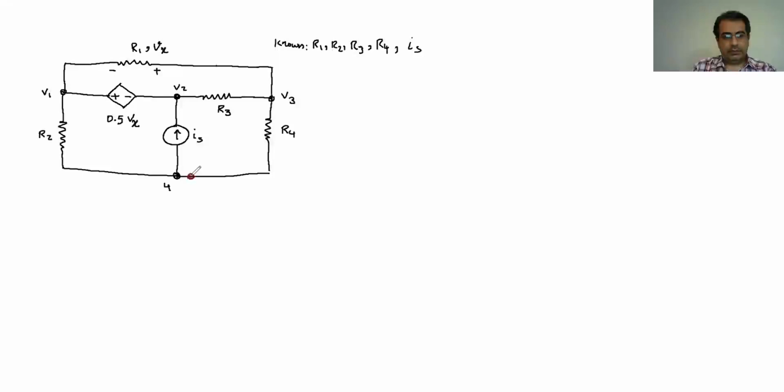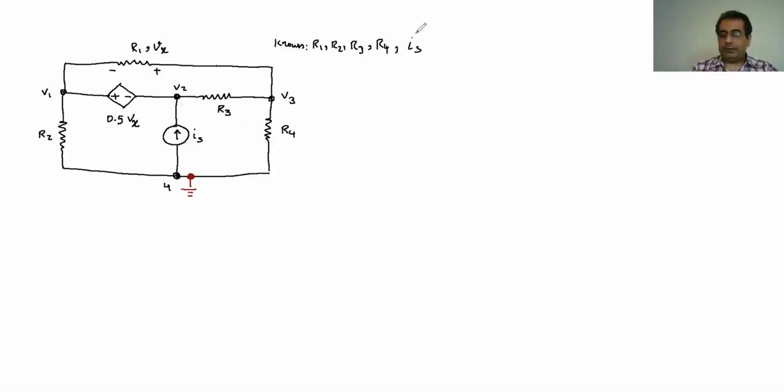So that's our reference. The V4 is our reference node, and then we have V1, V2, and V3, and we want to solve this problem. Similar to what we had before, with the previous example, the very first step we are going to do is just start to write all the KCL we can write for the nodes.